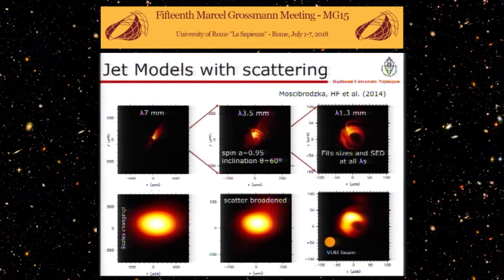Now, again, these are simulations by Monika Mościbrodzka of Sagittarius A star, which is a GRMHD model, three-dimensional. It actually fits the spectrum and the size of Sagittarius A star quite well, also at low radio frequencies. This is how the source would look at 7 millimeter, at 3 millimeter, and 1 millimeter. This is 230 gigahertz, this is 43 gigahertz.